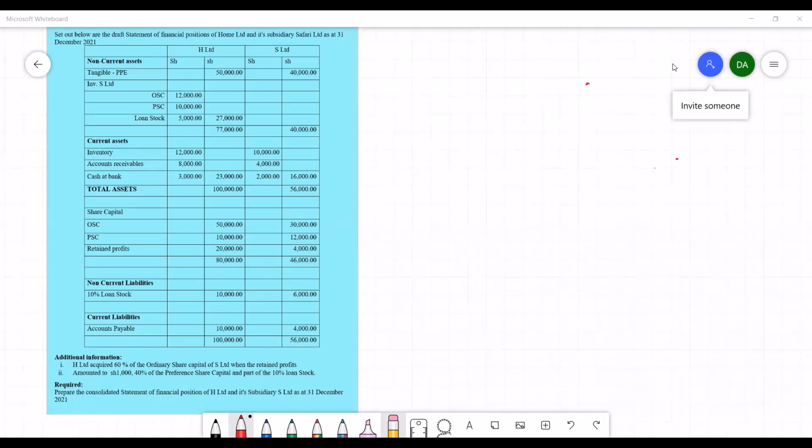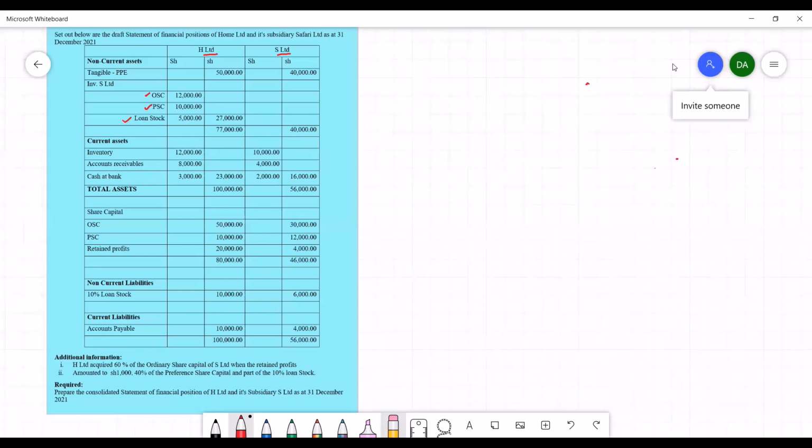Set out below a draft statement of financial position of Home Limited and its subsidiary Safari Limited as of 31st December 2021. So we have Home Limited here, noted H, and Safari Limited, noted S Limited. Non-current assets, we have tangible PPE, and we have investment in S Limited, whereby investment in S Limited is ordinary share capital here, preference share capital, and loan stock.